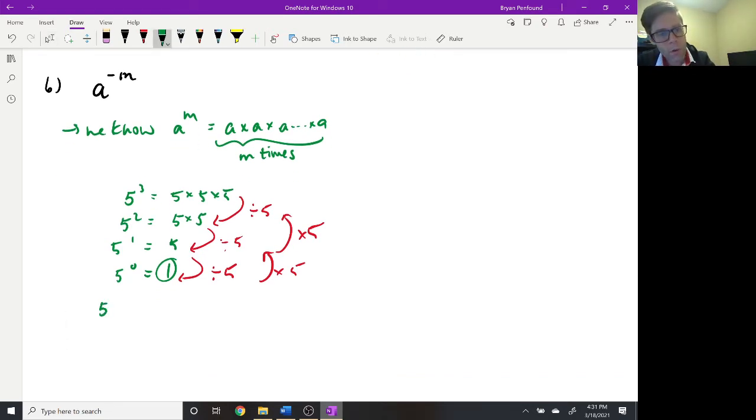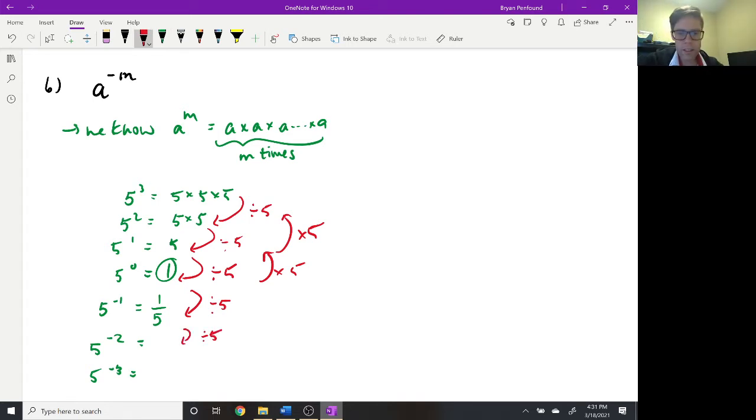And then we can keep going. Okay, well, what do we want to interpret 5 to the negative 1 as? Well, I want to keep this pattern of division by 5 going. So we get 1 divided by 5. Or we can also write this as 1/5. And if I keep this pattern going, maybe to 5 to the minus 3, I just keep dividing by 5.